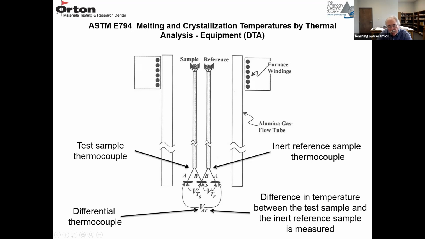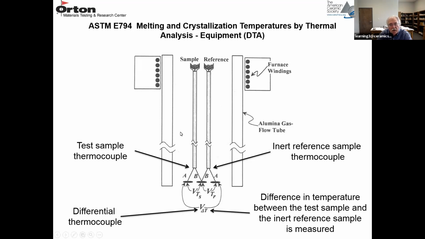If you're measuring this voltage, VTR, that's actually the reference sample temperature. But if you're doing a differential measurement, this one, V delta T, from this location across to that thermocouple, you're now getting the difference in temperature between the test sample and the inert reference sample. So that's why it's a differential thermal analyzer.